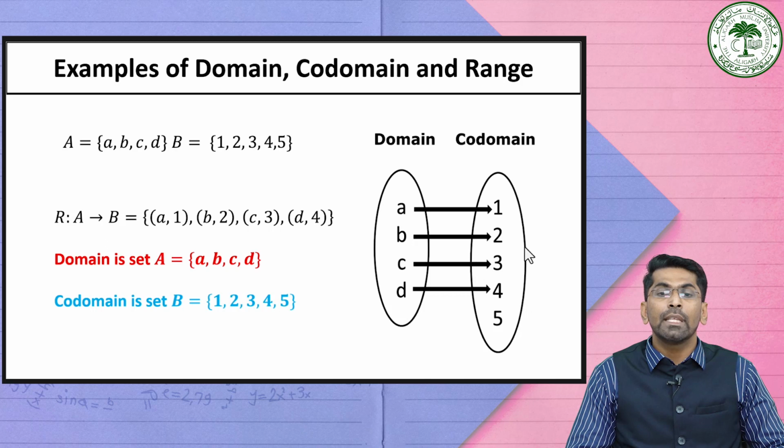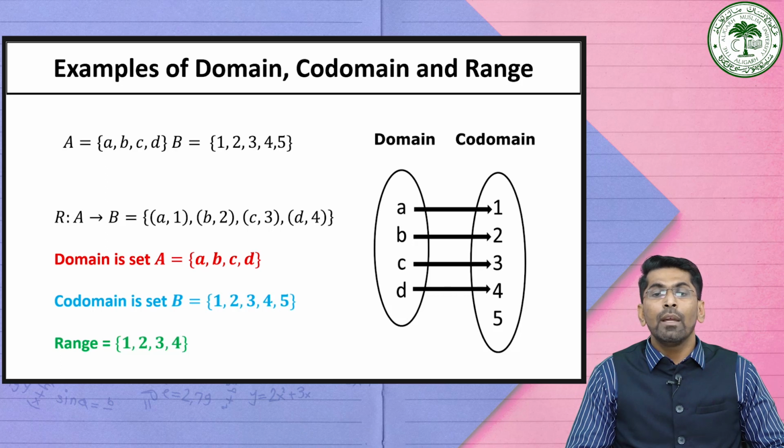All the elements in the codomain are considered as the codomain, because these are the potential output values. Now see, what is the range here? Range has only 1, 2, 3, 4. Only 1, 2, 3, 4. Range considers only those elements which have a corresponding pre-image. So 5 does not have any pre-image here.